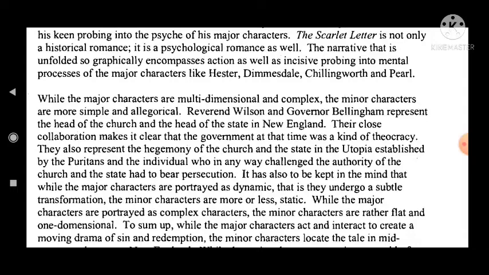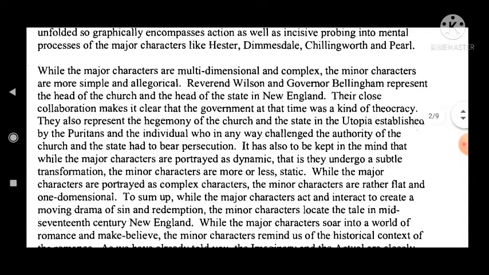Reverend Wilson and Governor Bellingham represent the head of the church and the head of the state of the New England. Their close collaboration makes it clear that the government at the time was a kind of theocracy.